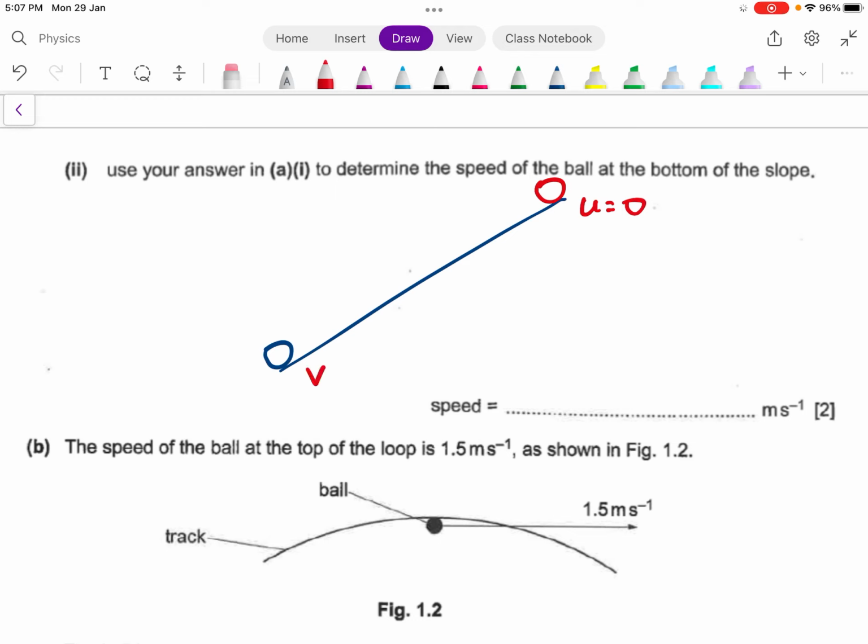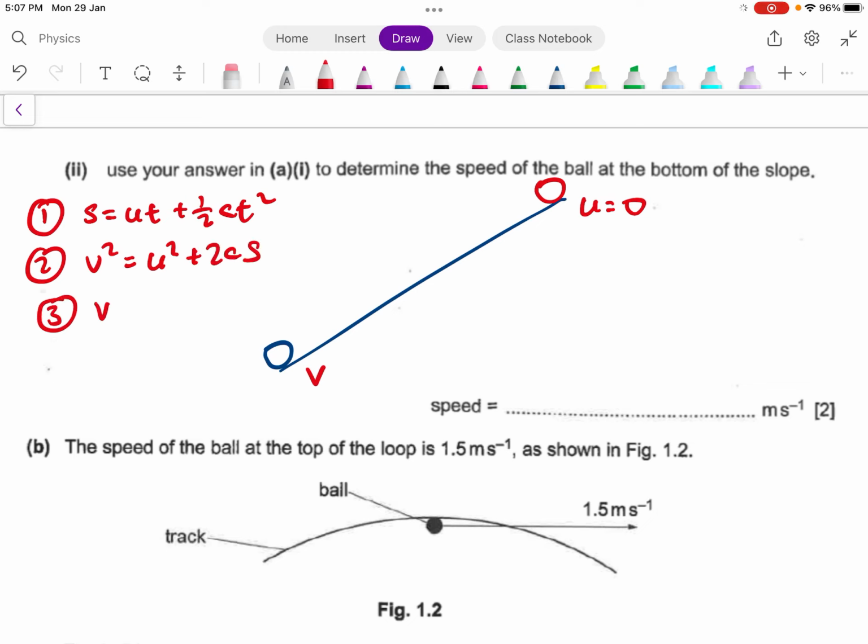You must choose one equation of motion. Let me just write down the 3 first. First is s equals ut plus half at squared. Second is v squared equals u squared plus 2as. Third is v equals u plus at. Obviously we cannot choose the first and third because I don't know the time. I can only choose the second one because I know my u, I know my a, and I also know my s. So s is the length of the slope.